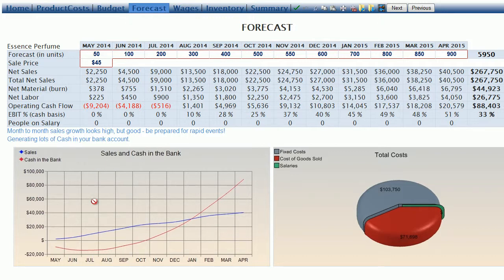Directing your attention to the charts. Oh yes, the charts. I do like how they look. The line chart on the left compares sales with cash in the bank and is helpful when forecasting. The pie chart illustrates where all the cash is going and is useful when all the cost information is entered. As an example, there's no employees in the figures. When do we get to that? Actually, wages is the next page.